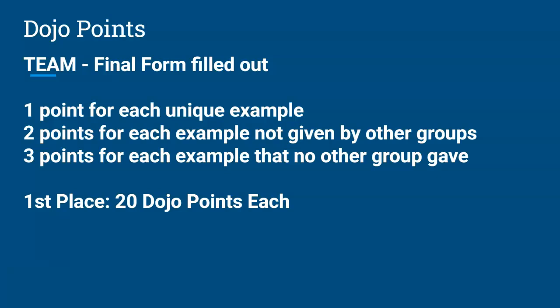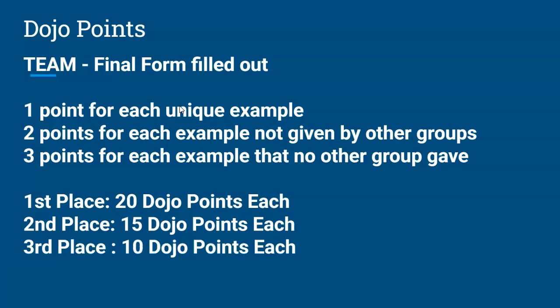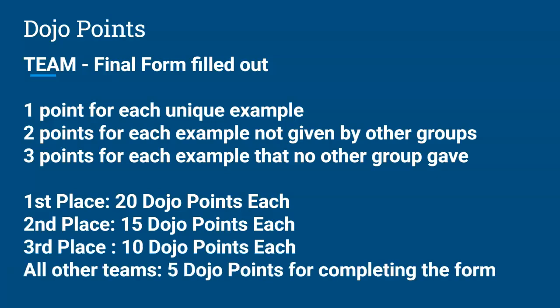Okay, I'll tally up the points for teams from your form. First place gets 20 dojo points each. So the first place team each will get 20 dojo points, with the first team being the one with the most amount of points for their form. Second place 15, third place 10, and all other teams that didn't get first, second, or third, you will get 5 dojo points if you complete the form.